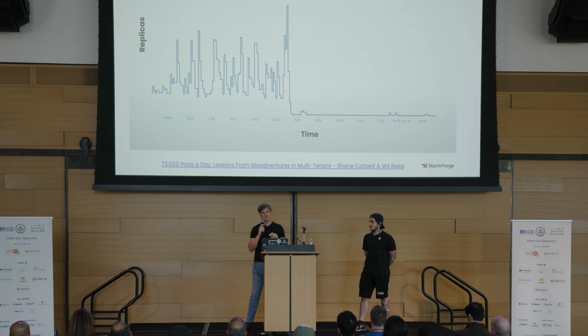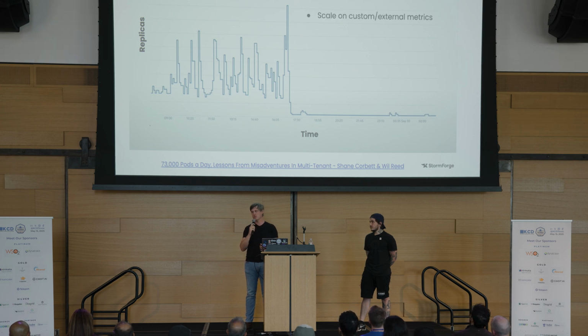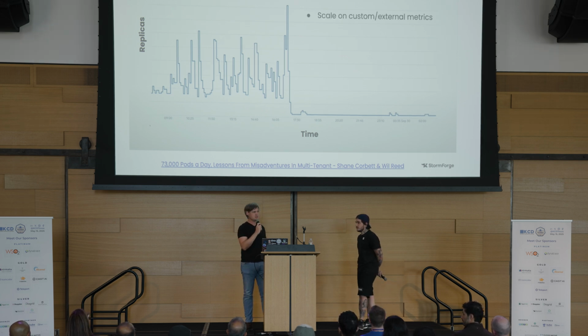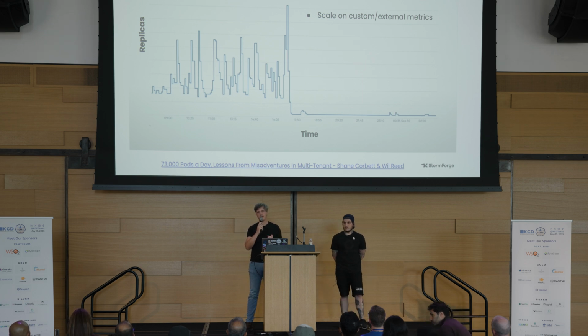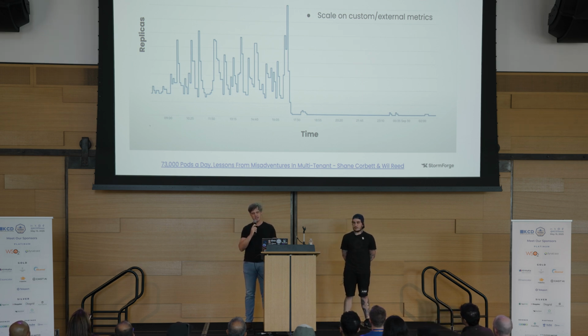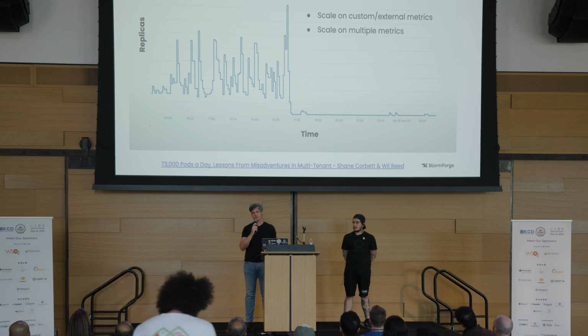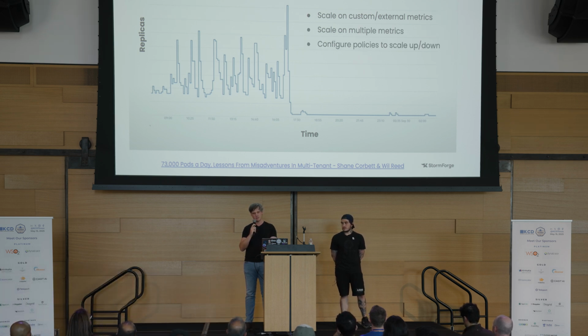So if you can, scaling on a custom metric is way better if you can find one which works for your workload. V1 of the HPA supported just CPU utilization. V2 of the HPA supports basically anything. So you can scale on custom and external metrics. You can scale on multiple metrics.